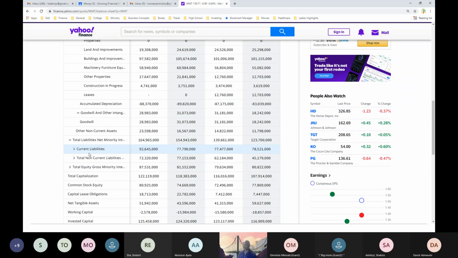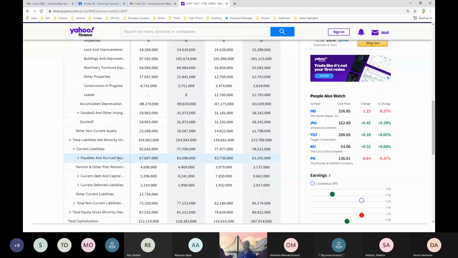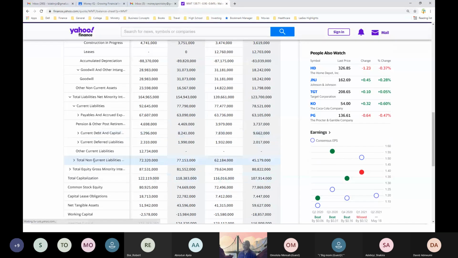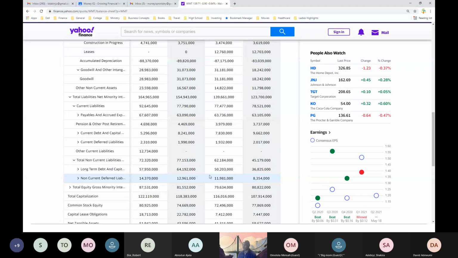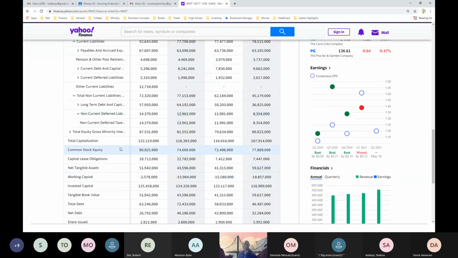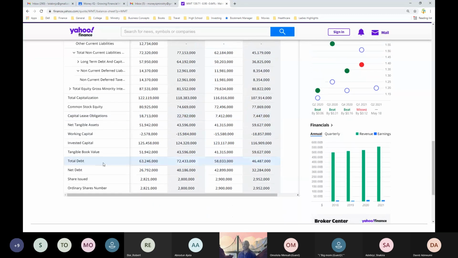Then under liabilities, you have current and non-current. Then you can go in and see the things that are payables, pensions, debts that are coming due in the next year, and some deferred liabilities. And then non-current liabilities like their long-term debts, as debts that are not due in the next year, and then other liabilities, maybe pension and things like that that are not due in the current fiscal year. So those are the elements of the balance sheet.